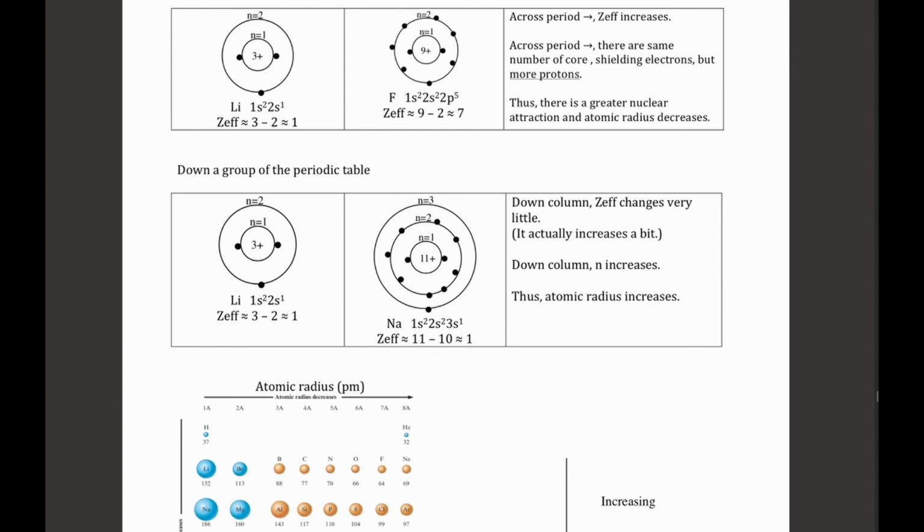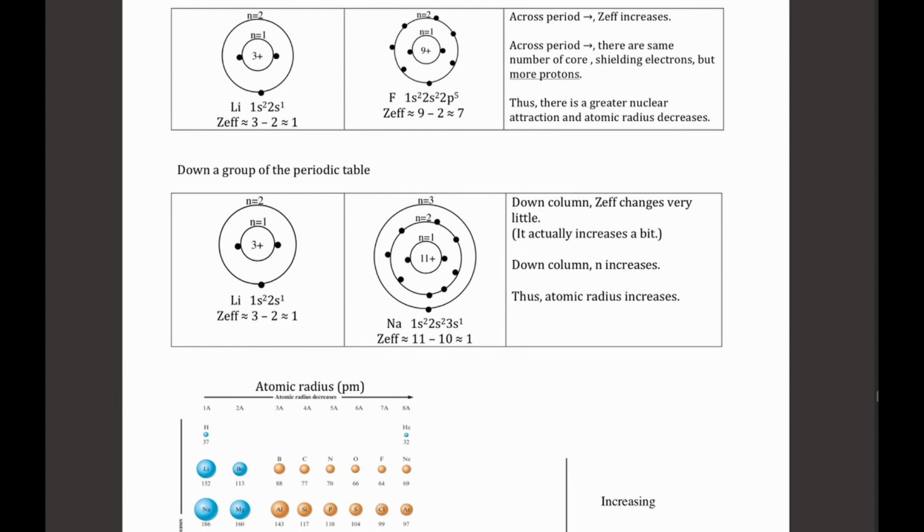Across a period to the right, Z effective increases. Across a period to the right, there's the same number of core electrons and shielding electrons, but more protons. Thus, there is a greater nuclear attraction and the atomic radius decreases. So it decreases from lithium to neon. It decreases from sodium to argon.